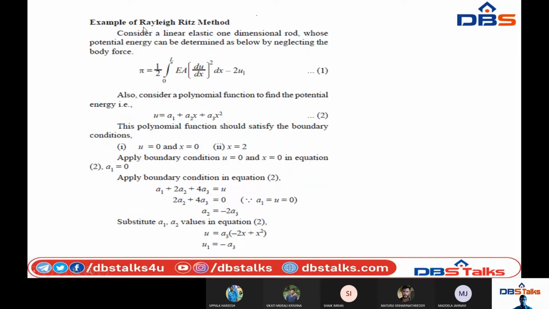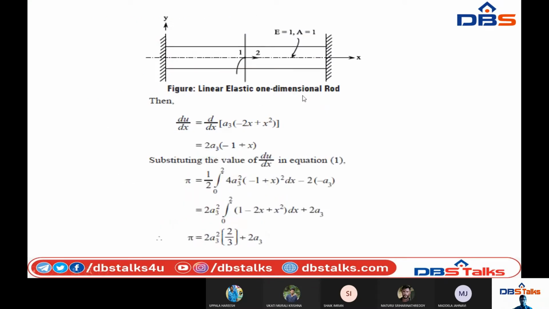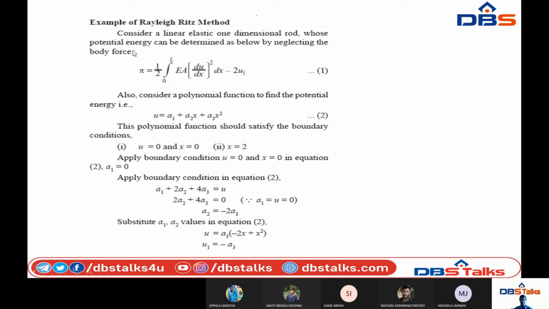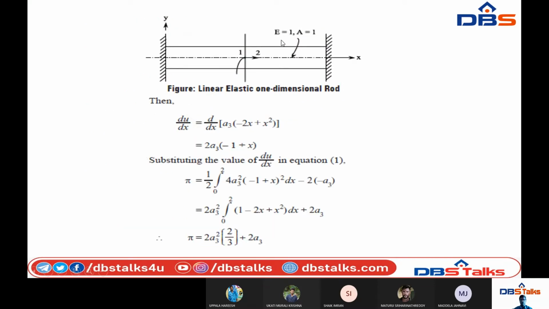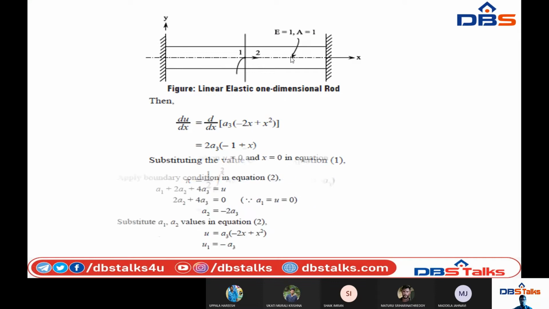Here, I am taking one simple problem to understand the Rayleigh-Ritz method. I am taking a linear elastic one-dimensional rod having length L, and I am dividing it into 2 parts. Here Young's modulus and area are 1 for that element. I am considering a linear elastic one-dimensional rod whose potential energy can be determined by neglecting body force. Here I am not applying any body force, only Young's modulus and area are 1, 1.